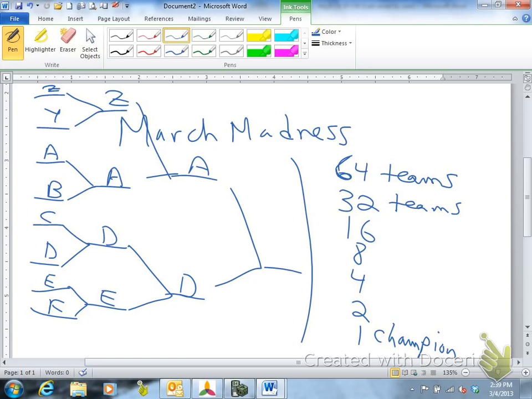But this is exponential decay. You start with 64 teams, and you're losing half of your teams. So 1/2 is your base, and x would be the round. After the first round, you have 32 teams. After the second round, you have 16 teams. And there are 1, 2, 3, 4, 5, 6 rounds until the champion. So that's an example of exponential decay. And we'll talk about other examples later in the class notes.